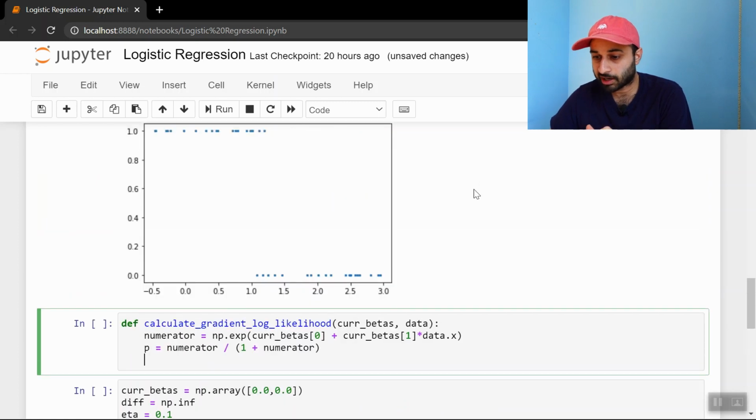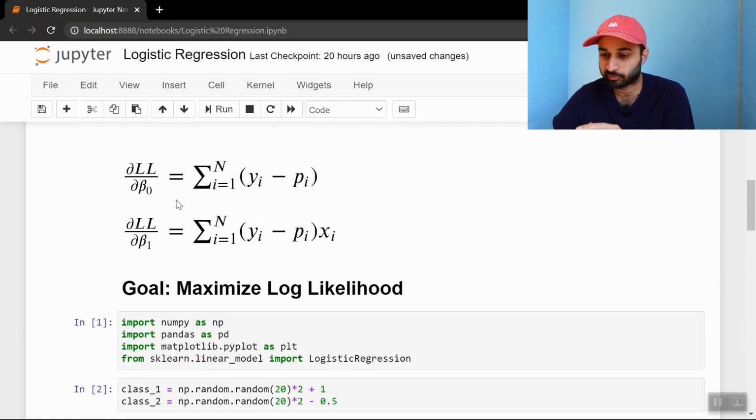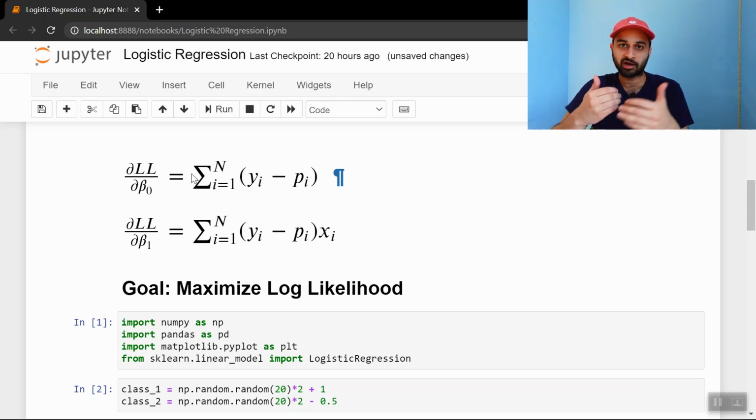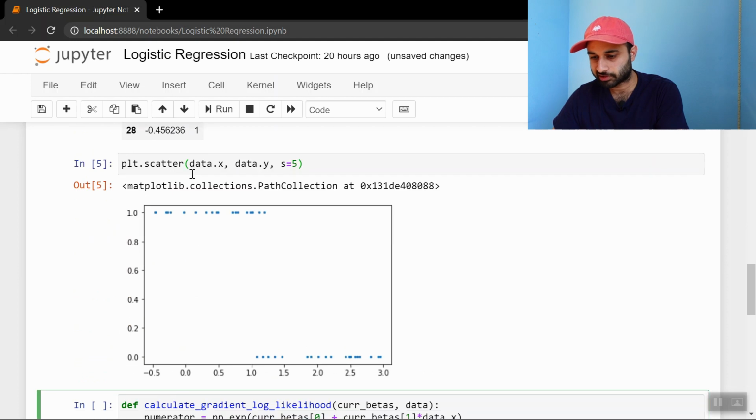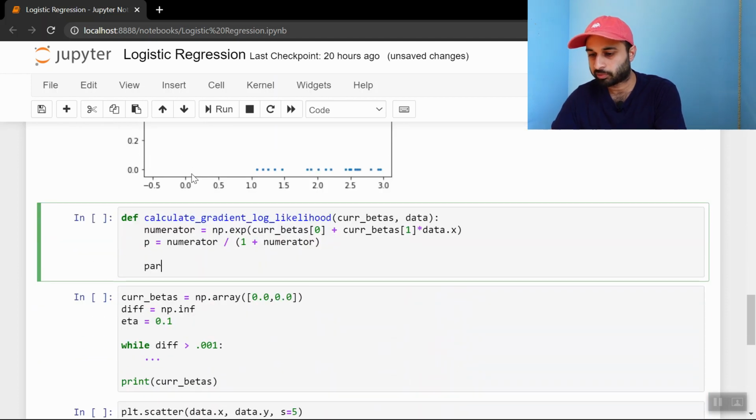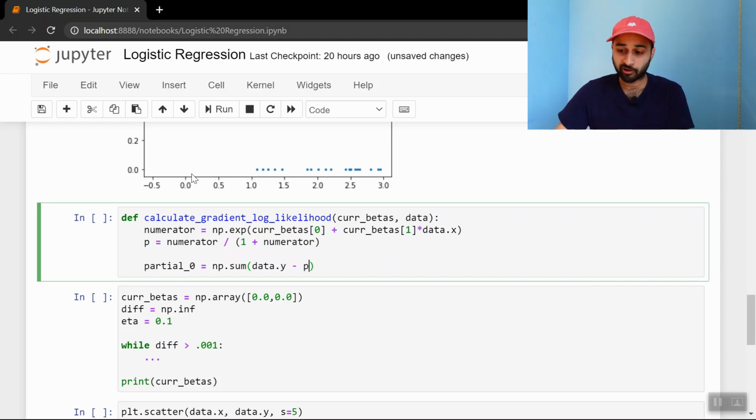And so now if we want to get the gradient with respect to beta naught, then it's simply going to be the true labels minus the predicted probabilities, and we add up all those differences together. So let's do that. So we'll do partial_0, so this is the partial with respect to beta 0, and this is going to be np.sum of the true labels, which is data.y, minus the predicted probabilities, which is this vector p. And yeah, that should be good.